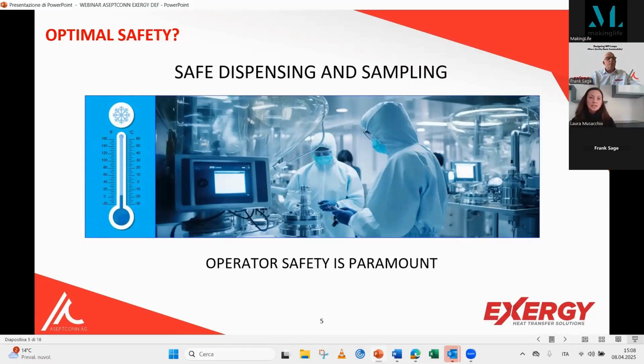Okay, which is the critical point when we talk about sterility and safety? The critical point is to guarantee that safe dispensing and sampling happen while respecting all the characteristics of sterility and quality, but at the same time preventing risk for the operator, because operator safety is paramount for all the activity inside the production process. So safety considerations for operators are central when designing terminal WFI distribution loops.